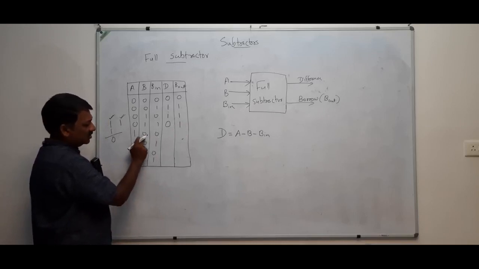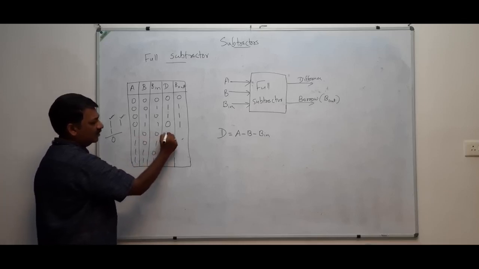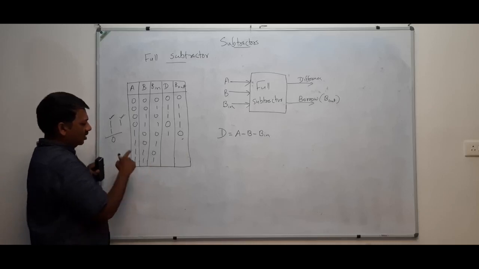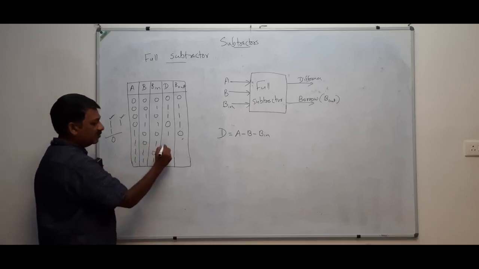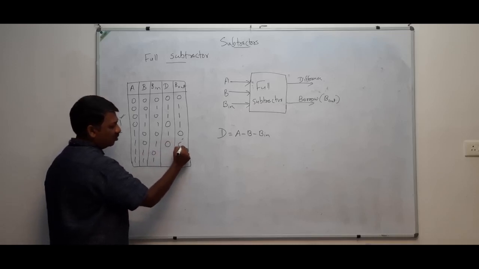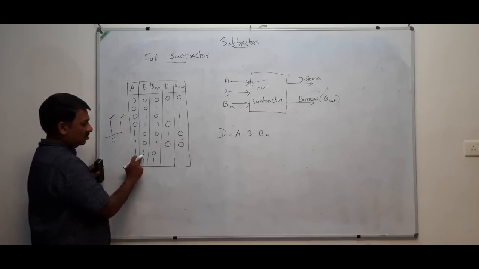That means 1 minus 0, the difference is 1. From that, again, you are subtracting 0. The difference is 1 and the borrow is 0. If you are subtracting 0 from 1, the result is 1, borrow 0. From that, you are again subtracting 1, that means the difference is 0 and the borrow is 0. If you are subtracting 1 from 1, the difference is 0.